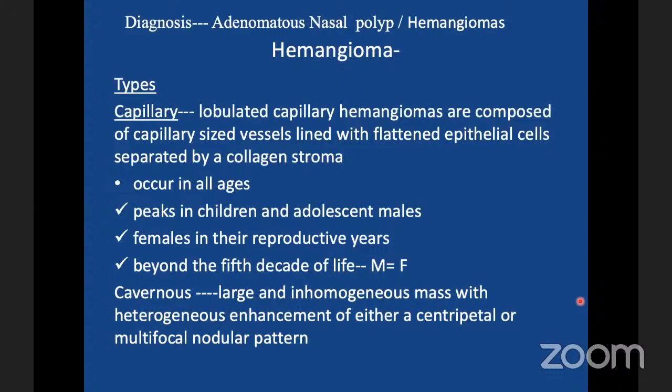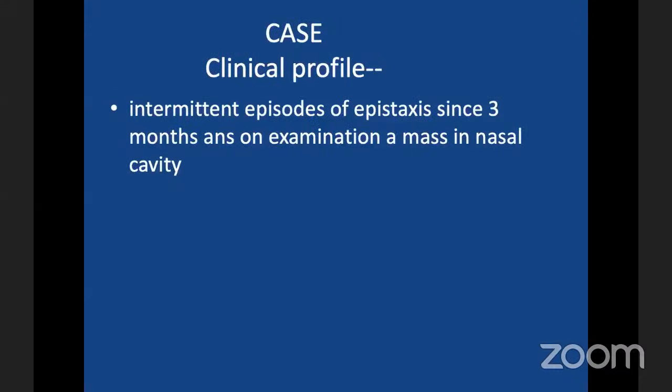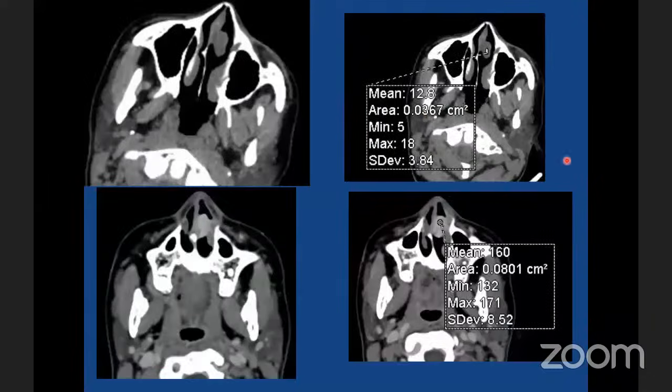Cavernous hemangiomas are usually large, inhomogeneous mass with heterogeneous enhancement of either centripetal or multifocal nodular pattern. You can do an MRI with it with biphasic contrast injection. Another case, intermittent episodes of epistaxis in 3 months. And on examination, of course, ENT surgeon could see an anterior nasal cavity lesion on the left side again.